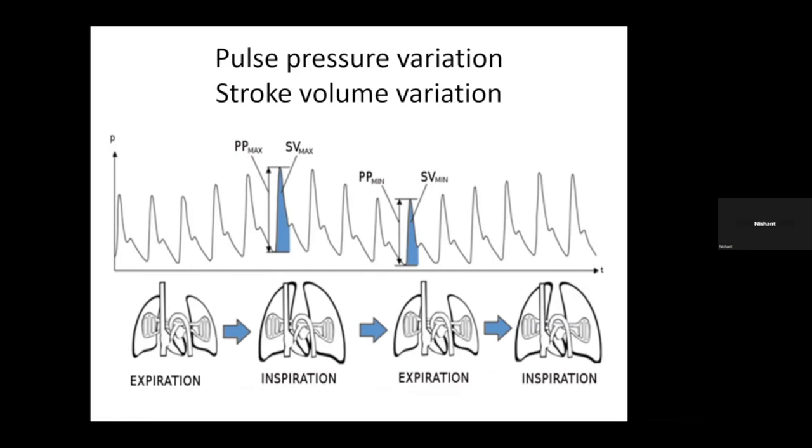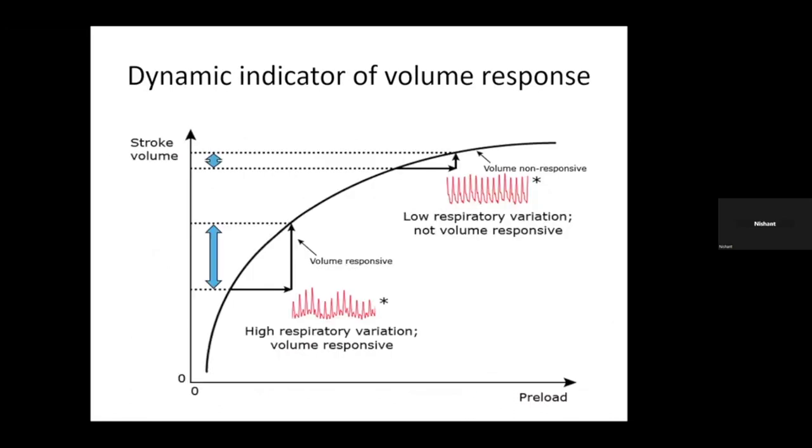Likewise, we can go for stroke volume variation also. For pulse pressure variation, we measure the maximum pulse pressure minus the minimum pulse pressure divided by the mean. Likewise, for stroke volume variation, we measure the maximum stroke volume minus the minimum stroke volume divided by the mean. So this is one of the dynamic indicators of volume responsiveness.